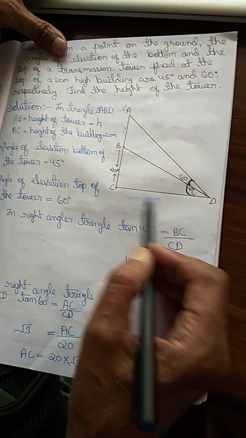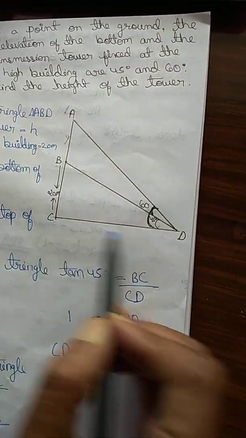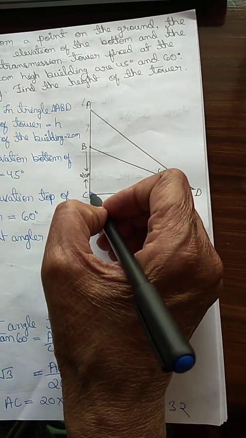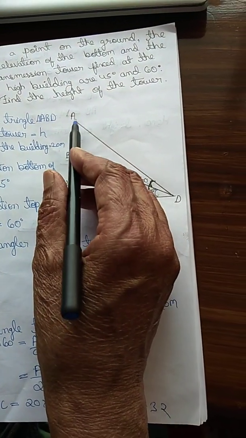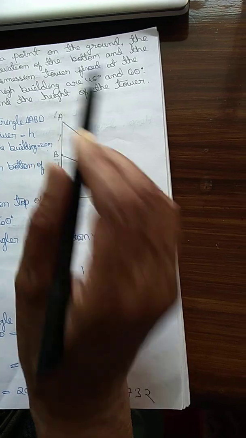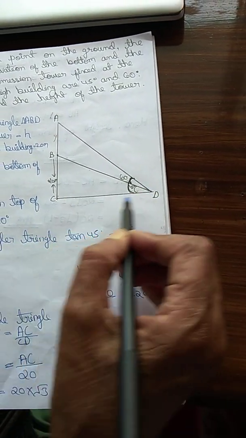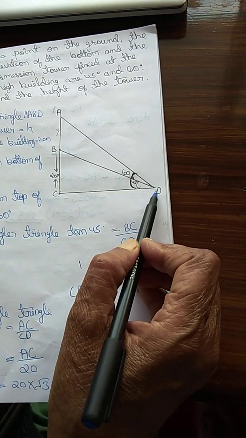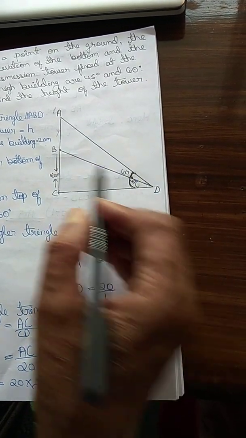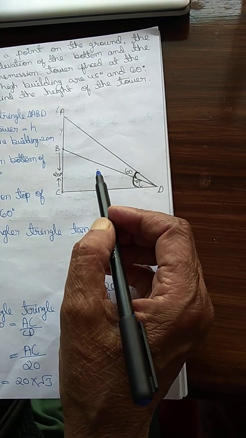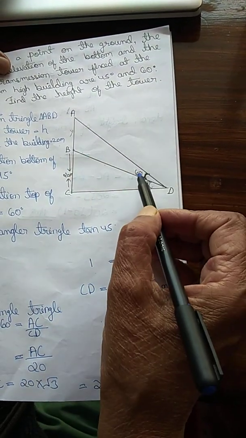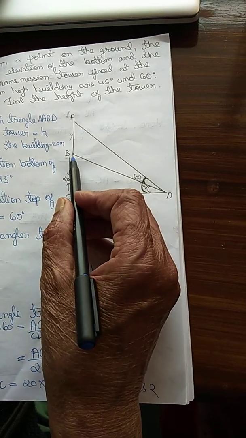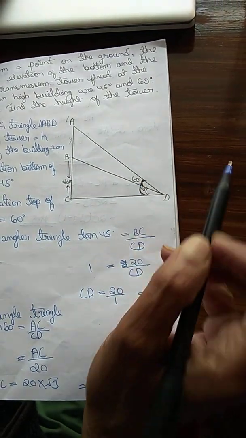Draw a triangle like ABCD. This BC is the height of the building, AB is the height of the transmission tower. Join B at point D and A at point D. The angle of elevation of the top of the transmission tower is 60 degrees and the angle of elevation of the top of the building is 45 degrees.